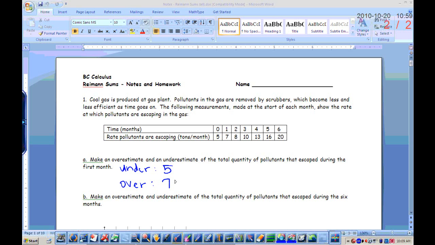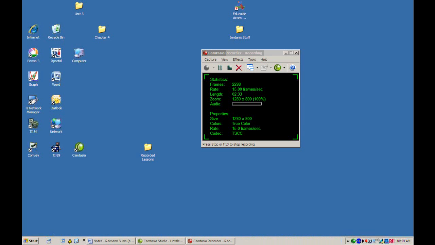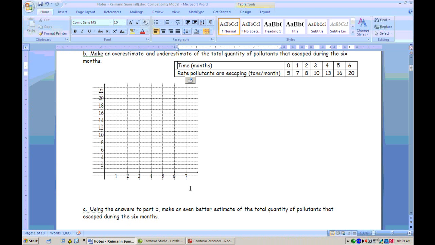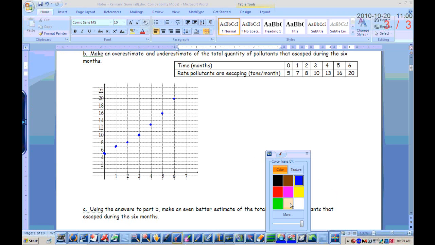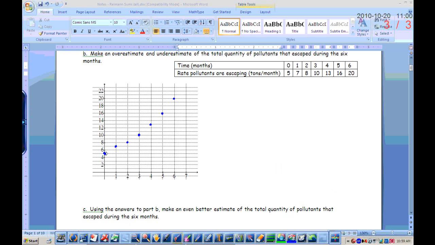All right. Now we're going to make an overestimate and an underestimate of the total quantity of pollutants that escaped during the first 6 months. The easiest way to do this is to graph this data. So let me get a new slide here. Your graph doesn't have to be absolutely perfect, but let's just graph the data. Now I'm going to lightly connect these dots with a smooth curve.